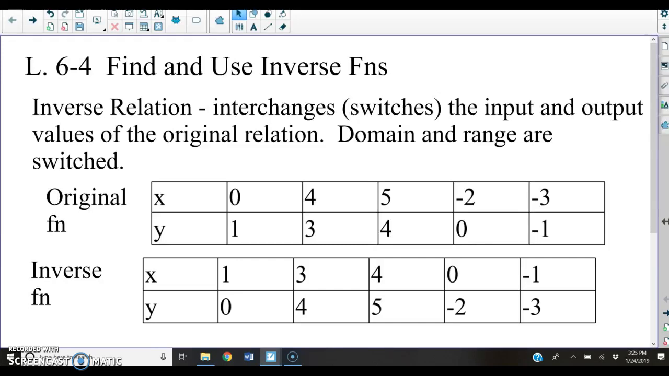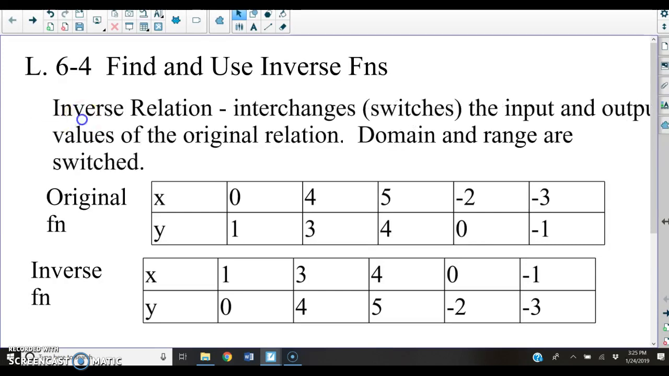The next thing on the agenda is to find and use inverse functions. We're going to start by looking at inverse relations.